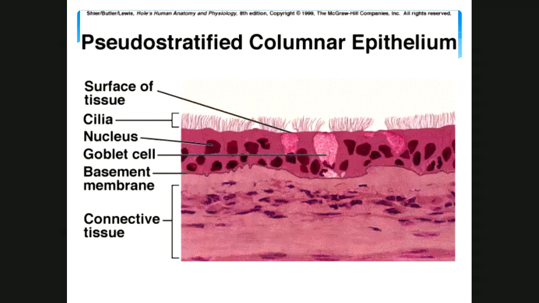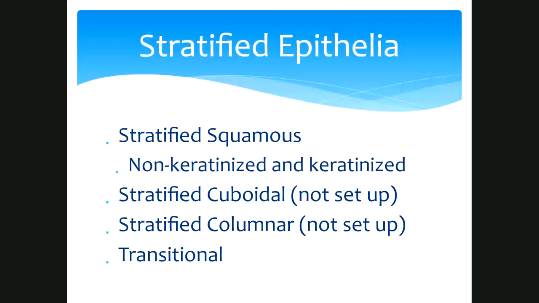So, pseudostratified. So those were the simple epithelia. Remember, that means one layer. But we also have stratified epithelia. And all stratified means is that it has layers, more than one. We don't know how many, but we know it's more than one.